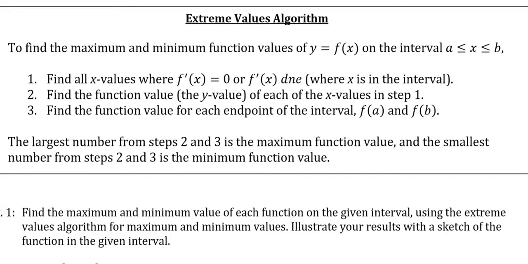Then you find the function value or values, the y value, for each of those x values in step 1. So you're going to have a list of y's. Then you find the function value for each endpoint, f at a and f at b. Notice again that this is all in f, not in the derivative. In this process, we're not plugging into the derivative. We're plugging these x values into the original function. That's the one that we care about. The derivative is just telling us something about it.